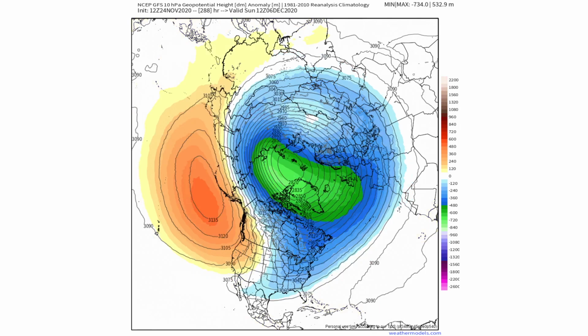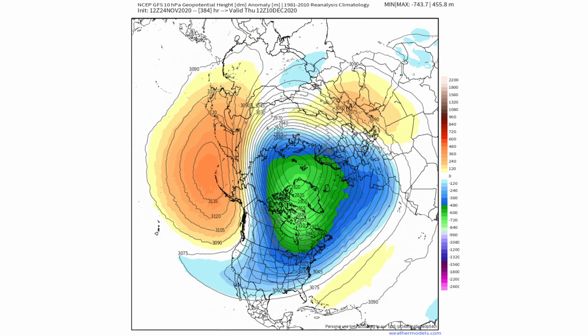And if we actually play this through, you're going to see this is the 6th, here's the 9th, here's the 10th, and this is the final frame of this model run. And you see, we actually get the polar vortex to shift even further south as we get to the end or to the middle part of December. So this is something that we have to keep our eye on, and this is something that's very important.